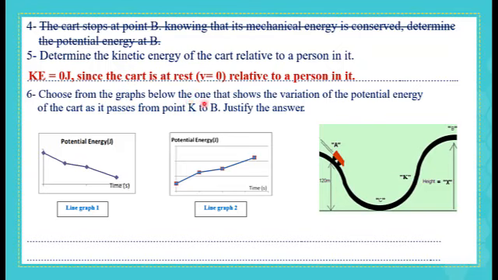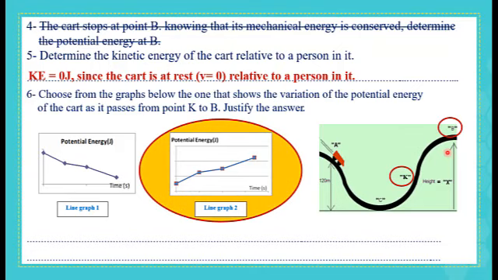Choose from the graph below the one that shows the variation of the potential energy of the cart as it passes from point K to B. Justify the answer. If we observe here, point B is at height x and point K is here. So from K to B, the height increases, and gravitational potential energy is directly proportional to height. So the gravitational potential energy will increase with the increase of height. So this graph shows the gravitational potential energy between K and B.